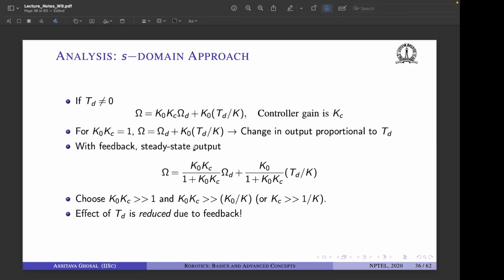Now similarly, if Td is not equal to 0, there are external disturbances, then also we see that if K0 Kp is much greater than 1, then the effect of these disturbances is also reduced on this omega, right? And that's what we want, that if there is some obstruction in the output link, then that should not affect much.